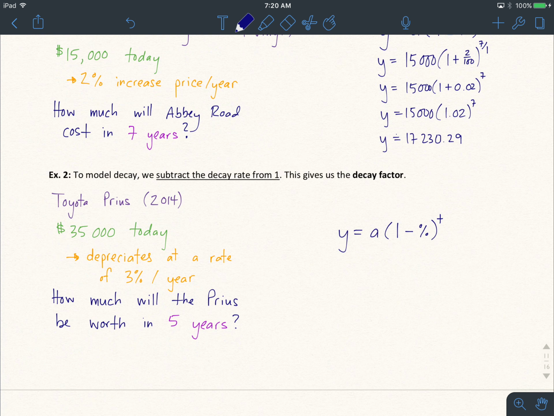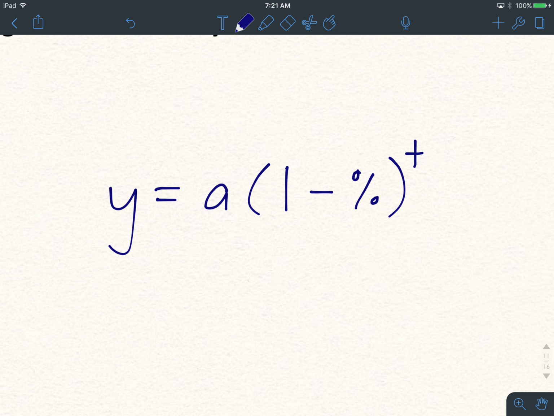So, I do not own a Toyota Prius, but there you go. A Toyota Prius 2014 costs $35,000. It depreciates at a rate of 3% per year. How much will the Prius be worth in 5 years? So same idea here. We're going to build ourselves an equation. And this time, because something is losing value, we are going to be subtracting that amount from it. So let's start to build this equation again.